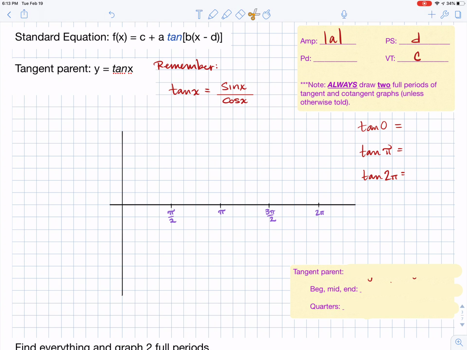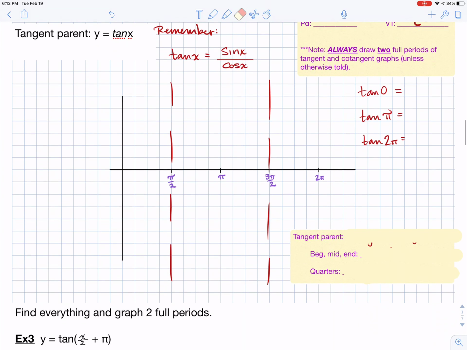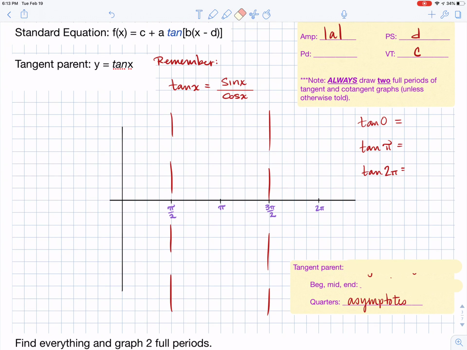Now, just like with the other graphs, the secant and the cosecant, anytime you have a fraction, we have to be careful about the bottom of that fraction equaling 0. So go to your unit circle and ask yourself, where is the cosine equal to 0? If you said that it equals 0 at pi over 2 and 3 pi over 2, you would be correct. So at pi over 2 and 3 pi over 2, our tangent parent is going to have asymptotes. So this is going to occur, sorry about that, this is going to occur at the quarter points. Asymptotes on the tangent parent occur at the two quarter places.